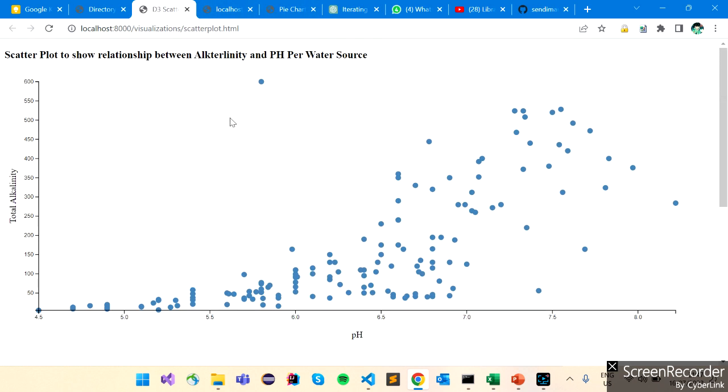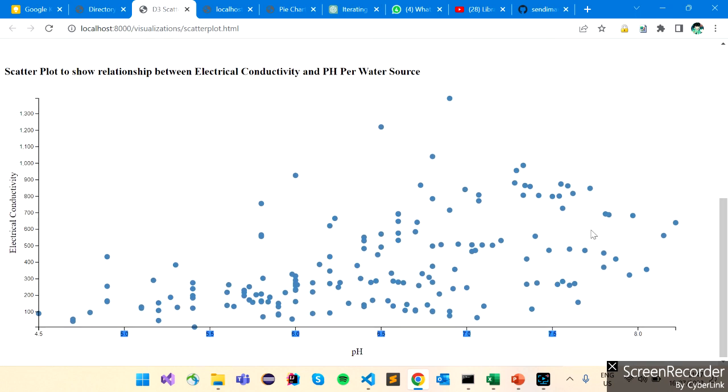Then my final visualization is a scatter plot. The scatter plot shows the relationship between two variables. I built a variety of scatter plots, but only these two stood out. I have a scatter plot which shows total alkalinity versus pH. We can see that as the pH increases, the alkalinity of the water also increases, or even the other way around. So we can see that these are kind of dependent variables. And then I also came up with a scatter plot for electrical conductivity versus pH. We can still see the same relationship: as pH increases, electrical conductivity increases as well. So that makes my final visualization.